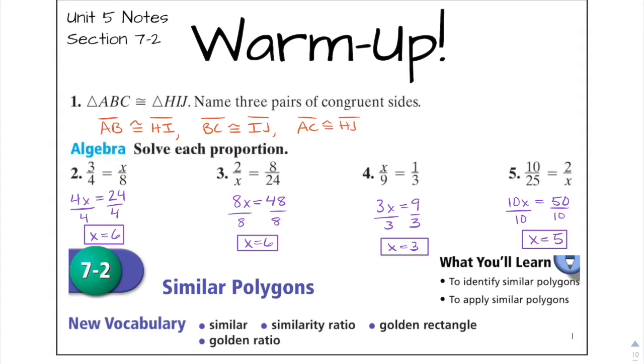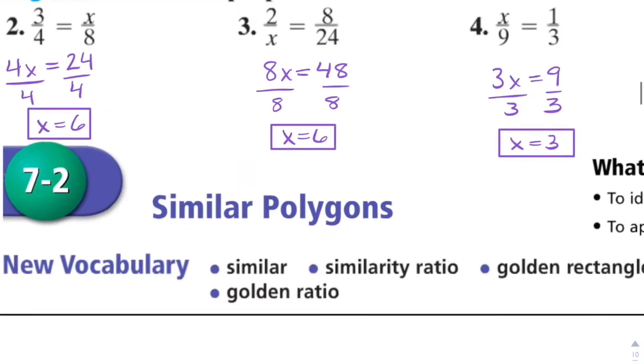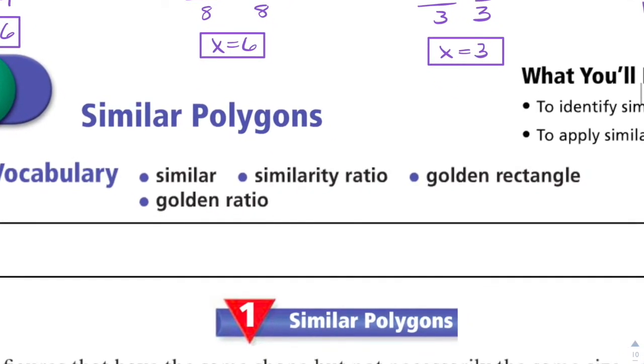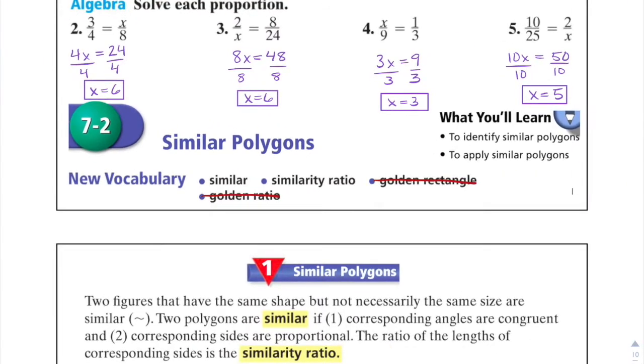Notice that in the first one, I listed all my pairs of congruent sides. We're not going to focus on angles right now, but we are going to be talking about similar polygons, which have to do with ratios and proportions. So we are going to do similarity ratio. We are not going to do, and you can cross this out, golden ratio or golden rectangle. We can leave those out.